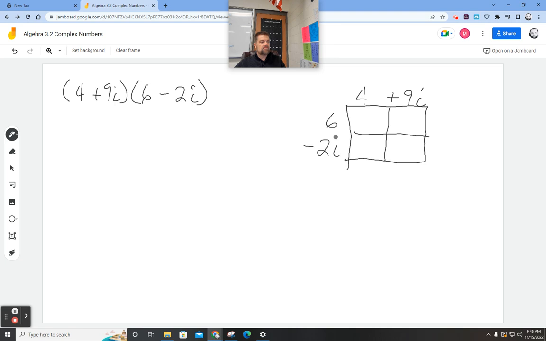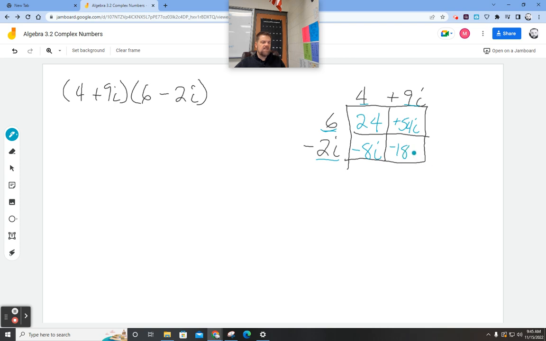negative 2i. So we're going to multiply the row by the column, so I'm going to say 6 times 4 is positive 24. Then I'm going to say 6 times positive 9i is positive 54i. And then 4 times negative 2i gives me negative 8i. And then negative 2 times positive 9 is a negative 18.